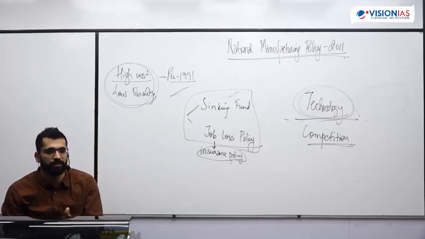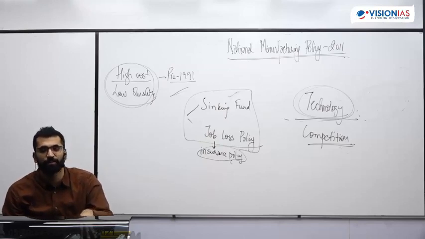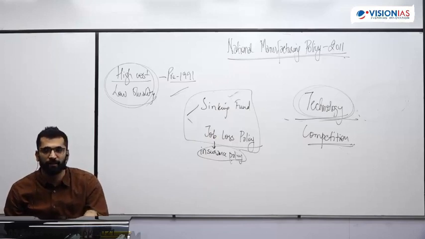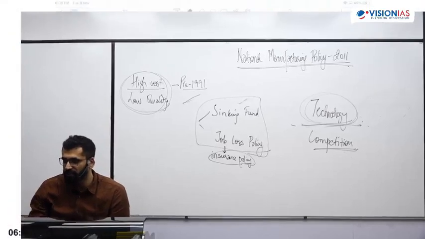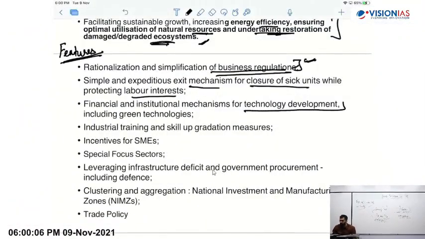That कुछ regulations हम कम करेंगे हर policy में. But it does not create an ecosystem for setting up a plant. उसके लिए बहुत सारे और चीजें भी चाहिए. And this it was trying to do, but it could not. Financial and institutional mechanisms for technology development. So for technology development, another fund was created.